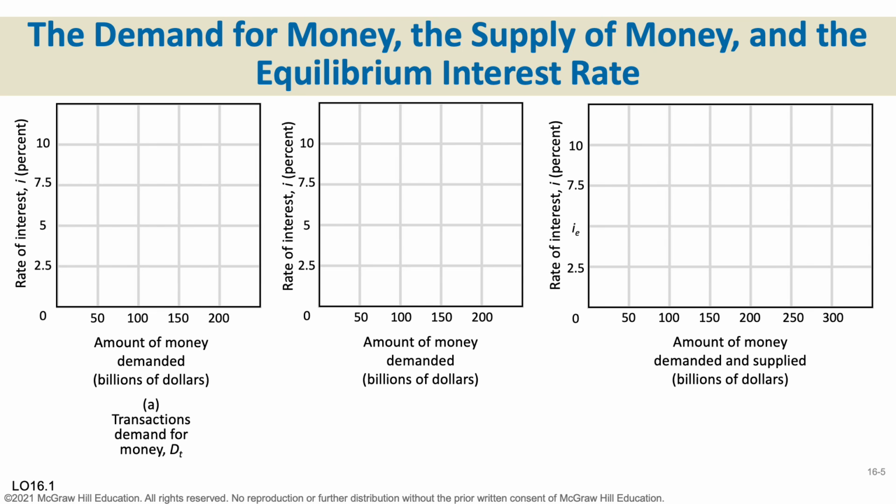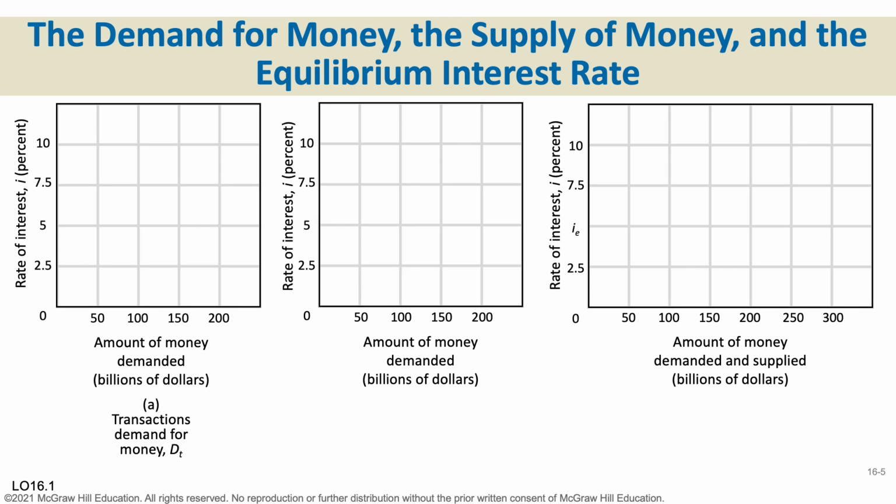So this is just a graphic to say exactly the same thing. The first graph is going to be the transaction demand. The second is going to be the asset demand. And lastly, we'll have the total demand for money. On each of these graphs, interest rates are on the vertical and the quantity of money is on the horizontal.